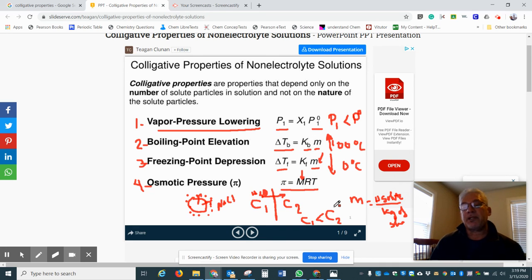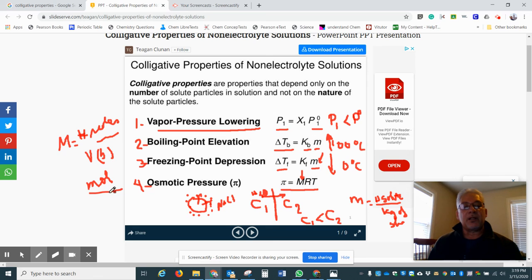which is a different form to express the concentration, times the gas constant R, and T, the temperature in Kelvin. Let me remind you of the molarity formula. Molarity will be equal to the number of moles of solute over the volume of solution, and the unit will be moles over liter. And that's the unit we use here in the expression for finding pi, which is the osmotic pressure.